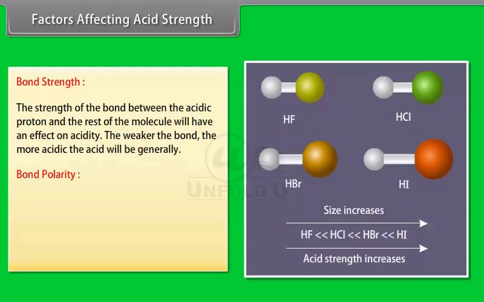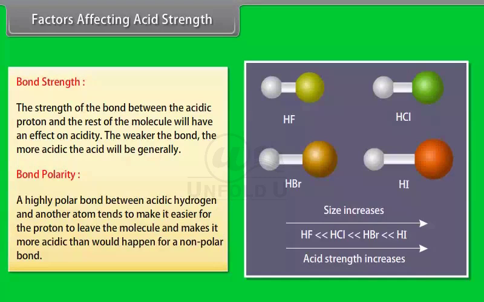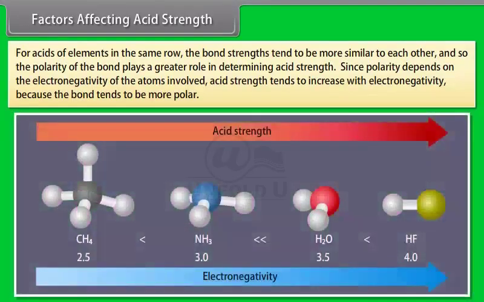Bond polarity. A highly polar bond between acidic hydrogen and another atom tends to make it easier for the proton to leave the molecule and makes it more acidic than would happen for a non-polar bond. For acids of elements in the same row, the bond strength tend to be more similar to each other, and so the polarity of the bond plays a greater role in determining acid strength. Since polarity depends on the electronegativity of the atoms involved, acid strength tends to increase with electronegativity because the bond tends to be more polar.